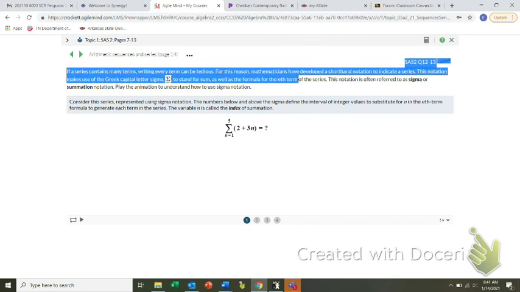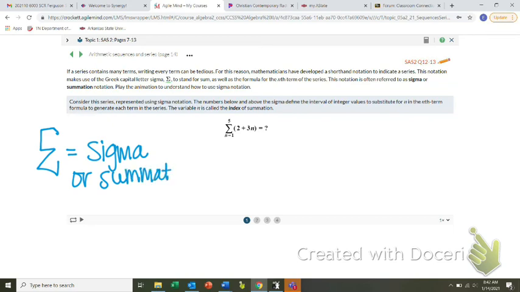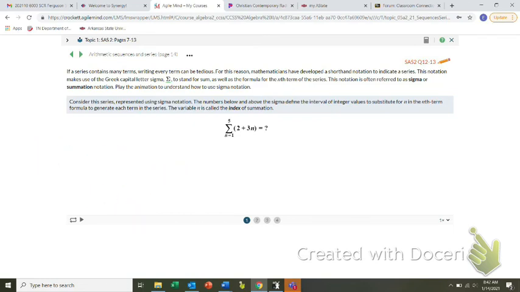All right, so somewhere on your paper, I want you to write sigma equals a sigma or summation, and then I want you to put sum in parentheses. Okay. All right. I'm going to hit play.